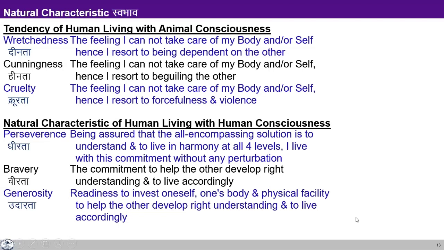We don't have a choice. Now, whether we feel low with this wretchedness, or we resort to beguiling the other, or resort to forcefulness, right? That can be a choice.